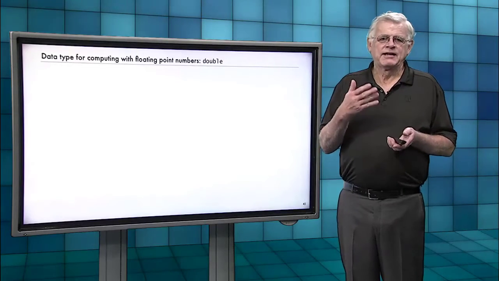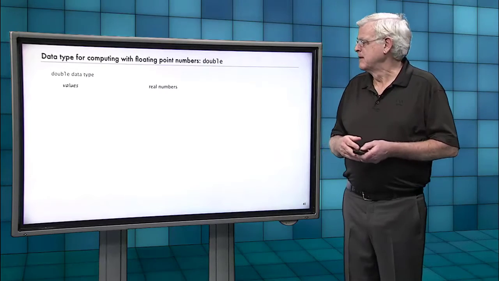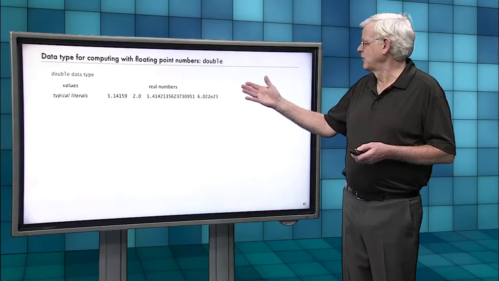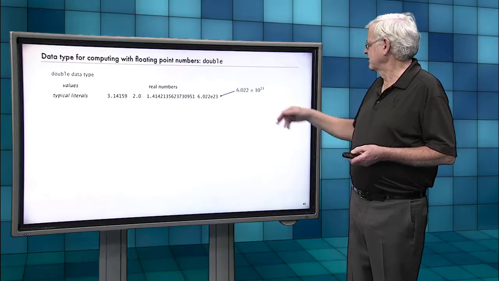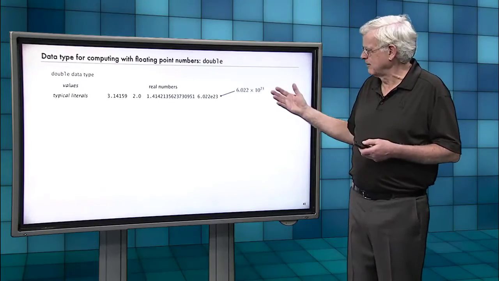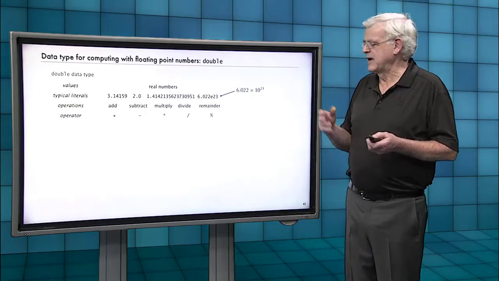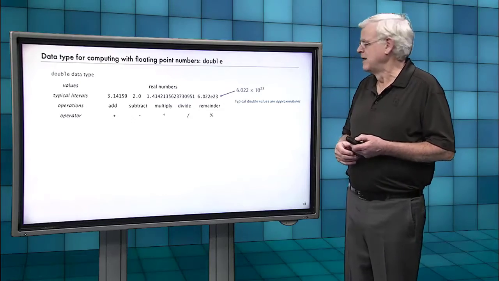Okay, next we're going to look at a data type for computing with floating point numbers, the double data type. So again, the values for double data type are floating point numbers or scientific notation. So this one is 6.022 times 10 to the 23rd, or 3.14159, and like that. And again, the operations are the familiar arithmetic operations.